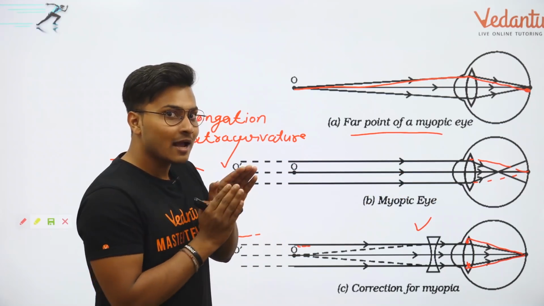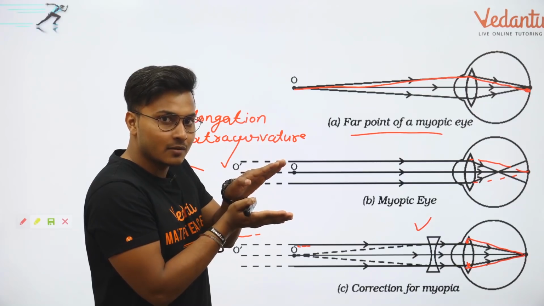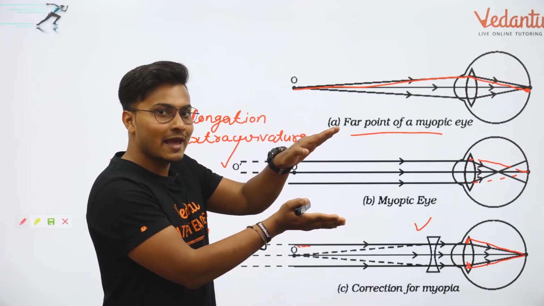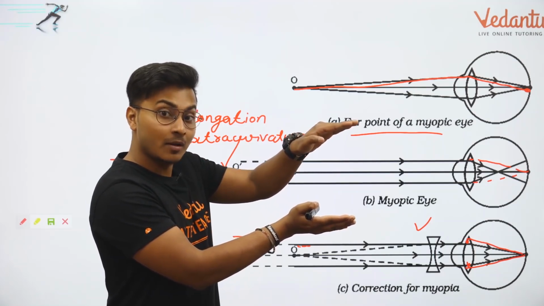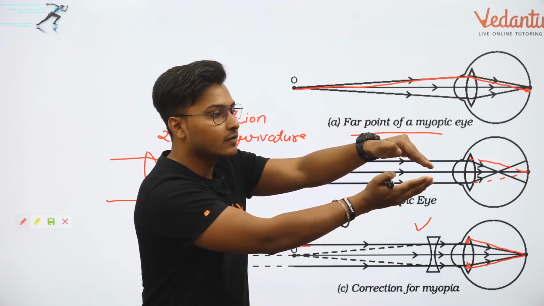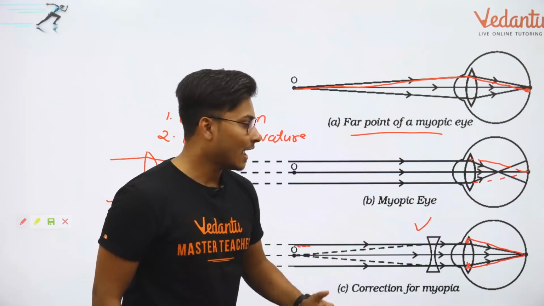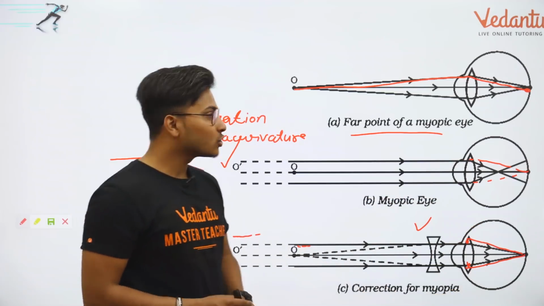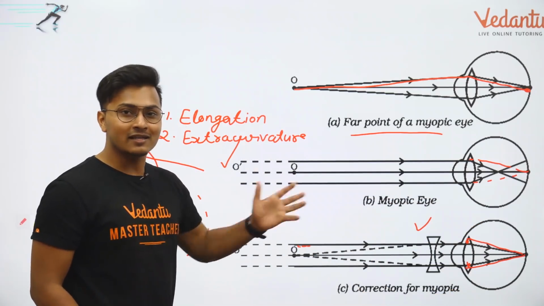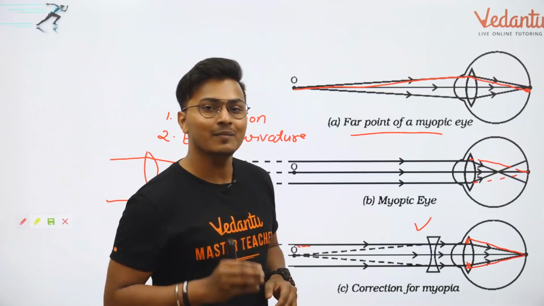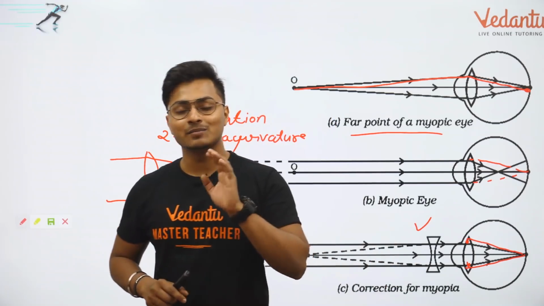Got my point? So what is happening? The diverging lens just diverges the light a bit, so that it falls on a little extra area of the convex lens, and when the convex lens now converges it, the convergence happens a little further ahead, and that's when it happens on the retina. So this is the crux of this diagram, guys. If you understand this, you will be able to draw any correction diagram easily. So amazing, guys, very very good.